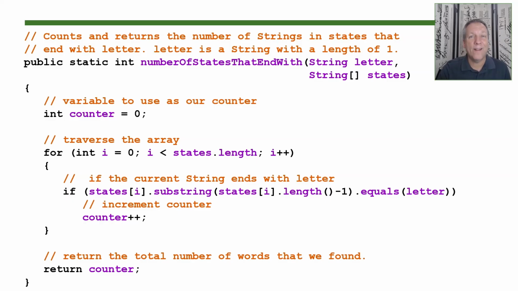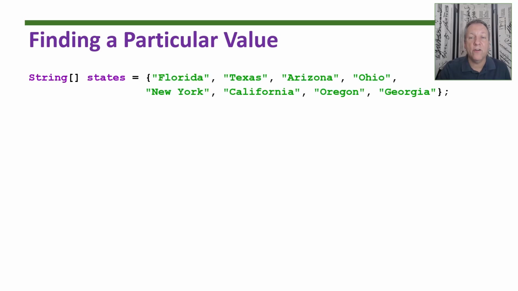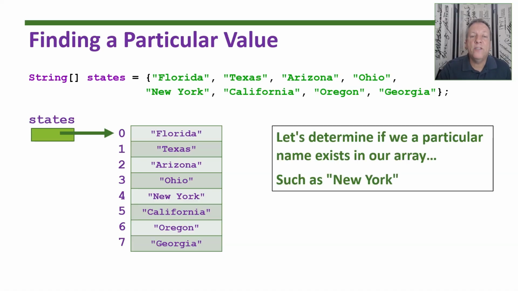All right, on to our last algorithm. Finding a particular value. Let's say we want to determine if at least one element of our array has a particular property. So for this example, we're going to look for a particular state name. So remember, here's our states, and here's our array full of strings that are state names. And let's say we want to determine if we have a particular name such as New York.